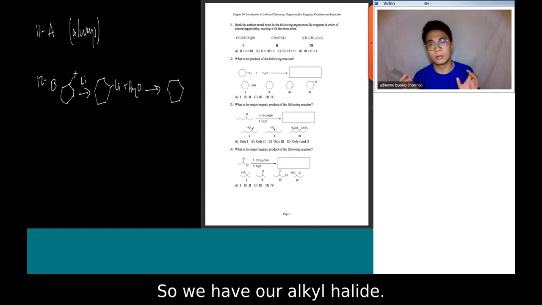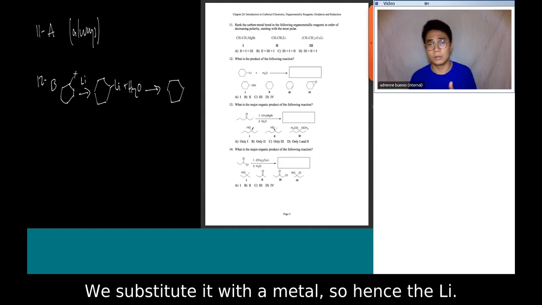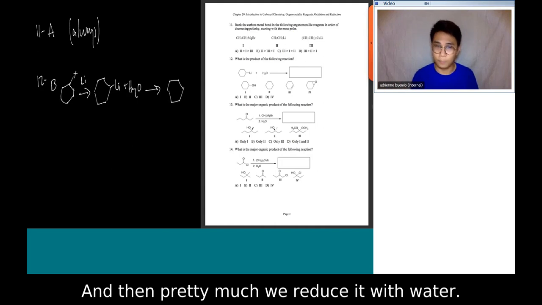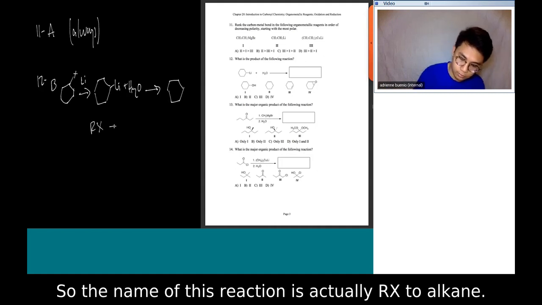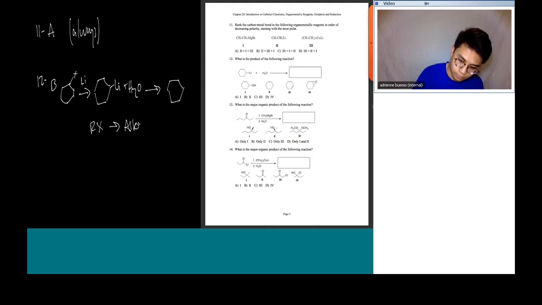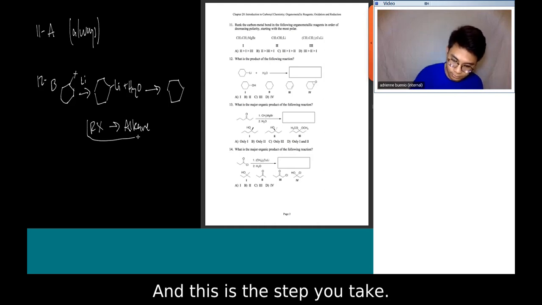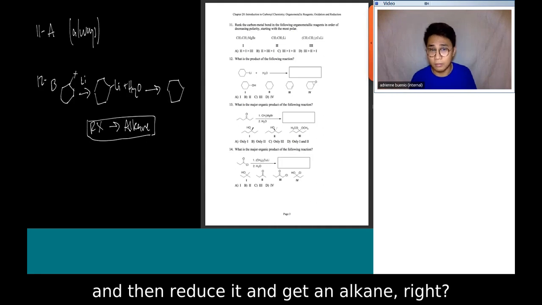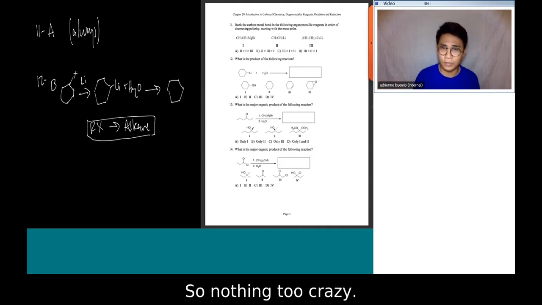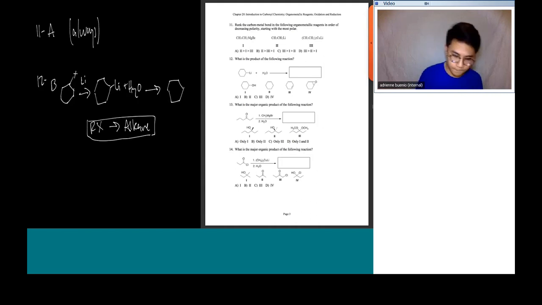So we have our alkyl halide. We substitute it with the metal, right? So hence the Li. And then pretty much we reduce it with water. And that's why we end up with an alkane. So the name of this reaction is actually RX to alkane. And this is the step you take. You just put any metal in there and then reduce it and get an alkane, right? So nothing too crazy.